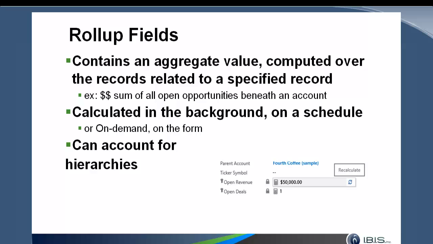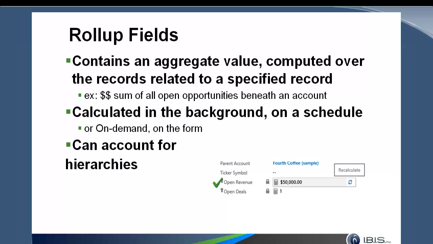A roll-up field contains an aggregate value that is rolled up from all child records of the current record. For example, you can show a dollar amount. This is out of the box. An out-of-the-box field called open revenue, which is on the account record, shows a dollar amount of all opportunities beneath that account. In the screenshot, you can see that we have open revenue out there of $50,000. And there's another roll-up field right below it, open deals, there's one of them. So we can basically deduce that there's one opportunity out there for $50,000.